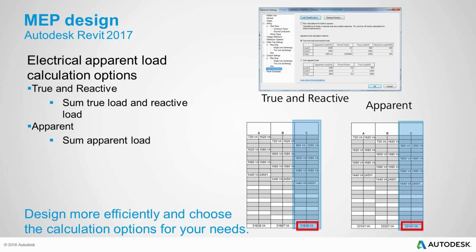We've made a number of design improvements so that we can better communicate engineering data for electrical. This includes the apparent load calculations. What this does is it now gives you two different options to choose from to meet your load tabulation preferences. You can either sum the true load and the reactive load, and this is the default for the functionality, or you can sum the apparent load to create a more simplified approach.